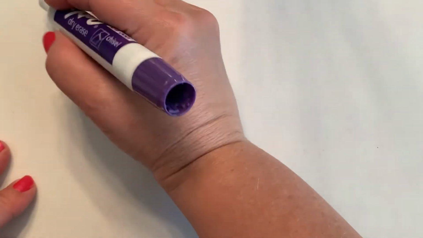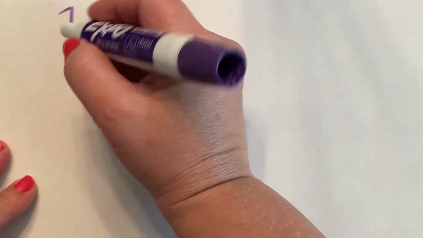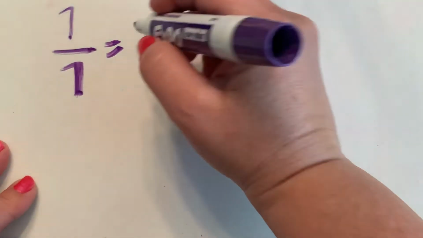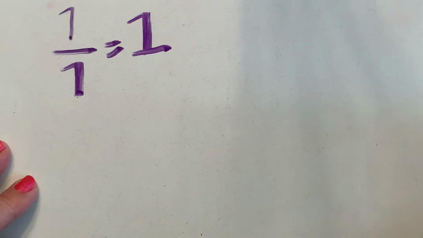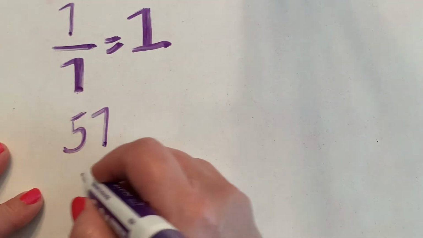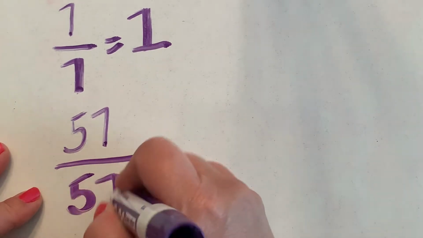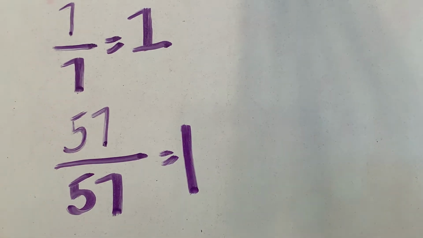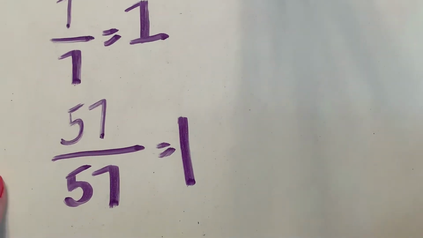Okay, the first thing we're going to do, we're going to go over fractions that are equal to 1. We have already gone over this, and you already know it. If you see a fraction, and it's 7 over 7, what is that going to equal? Yep, it's always going to equal 1. If you have 57 over 57, it is going to equal 1. Anytime the numerator and the denominator are the same, it equals 1.